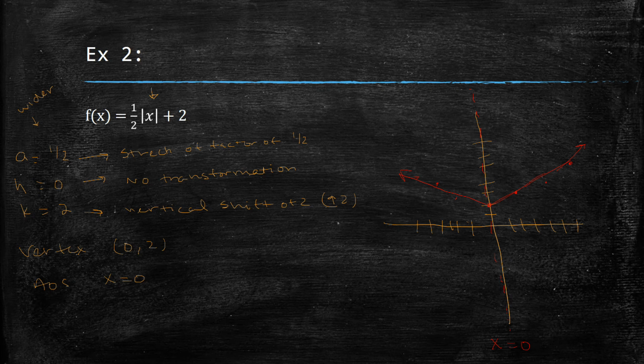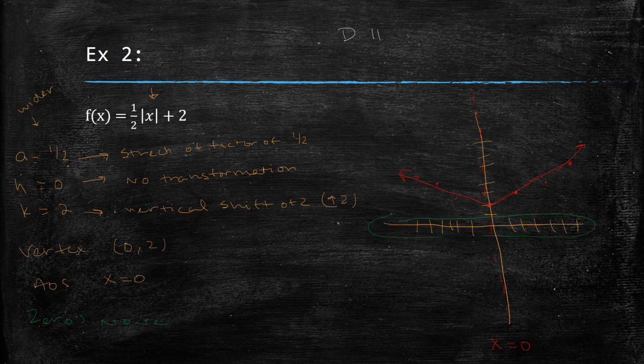Now to talk about our zeros. Remember, your zeros are where your function crosses the x-axis. So if you look here, it never crosses this line here. It never crosses it. So we're actually going to have no zeros here. Okay, so you can put none or NA. And the last thing we need to talk about is our domain and range.